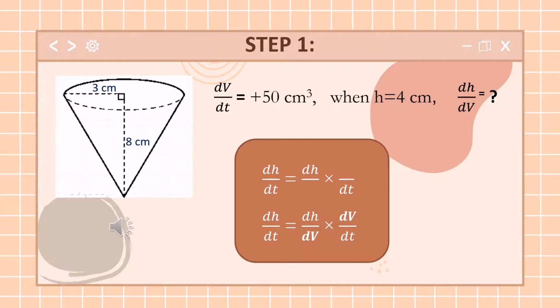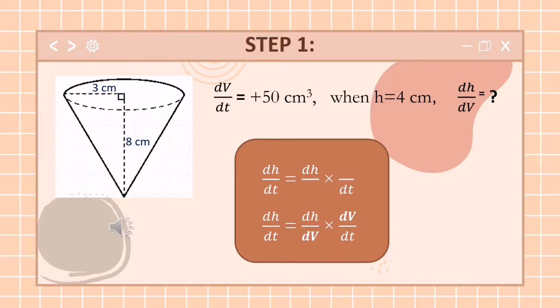Step 1. Draw a conical shape and label r equals 3 cm and height equals 8 cm. Next, list the keywords: dV over dt equals positive 50 cm cubed, when h equals 4 cm, and we are going to find dh over dV first. Why is dV over dt positive? It's because the water is increasing. If the water decreases, it will become negative.